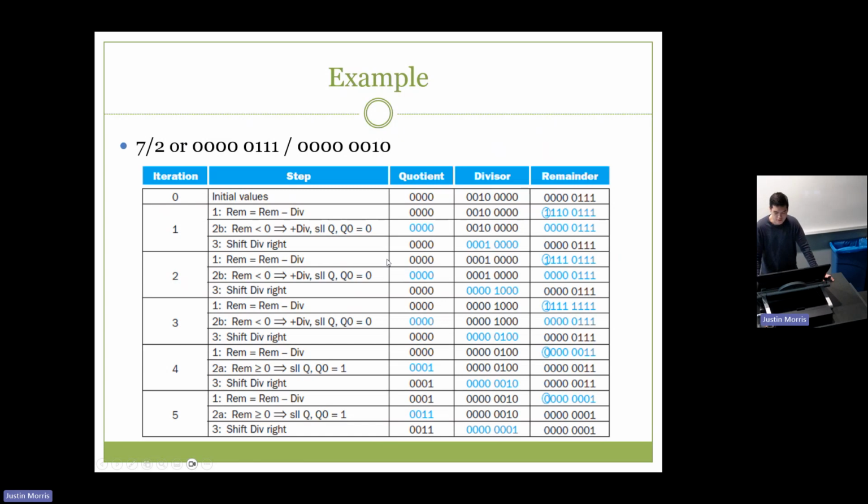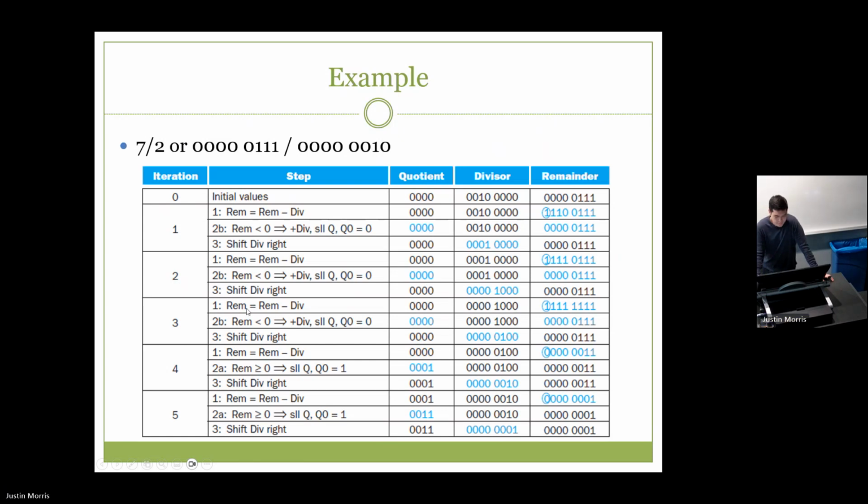Now that the divisor is shifted to the right, again, the first thing we do is subtract. And this is, again, negative. So we restore it, the quotient gets a 0, and the divisor gets shifted to the right.